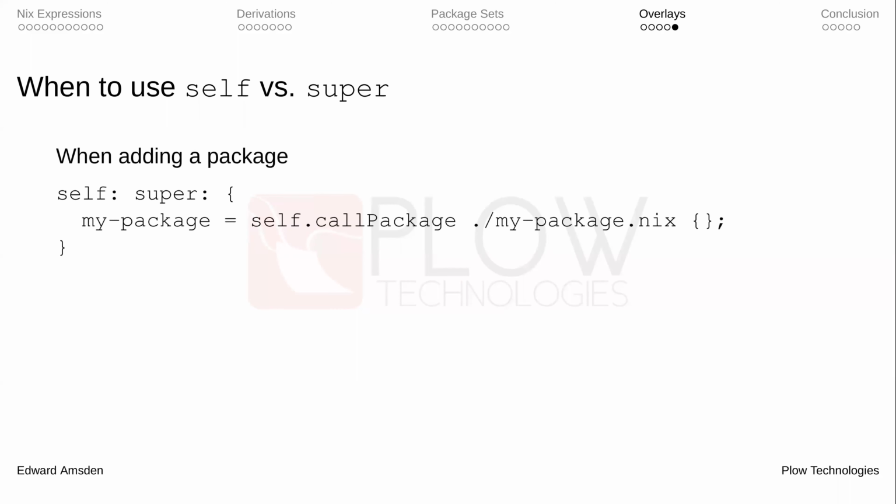So a couple of examples. If you're just adding a package, you want to define that new element to be self.callPackage and then your package expression. And again, you want to use self so that you get the dependencies after all the overlays are applied. Any questions so far?